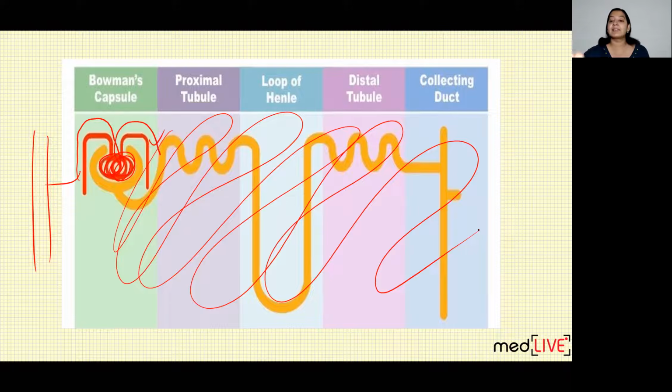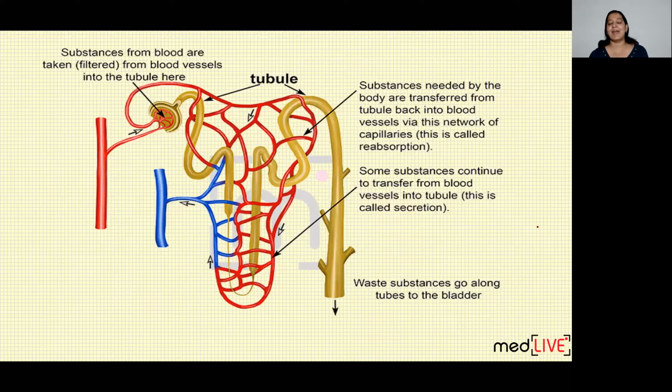This is known as vasa recti. This bunch of capillaries over the tubule, that is peritubular capillaries, is known as vasa recti. It covers all the tubules very tightly. You can see in this diagram.